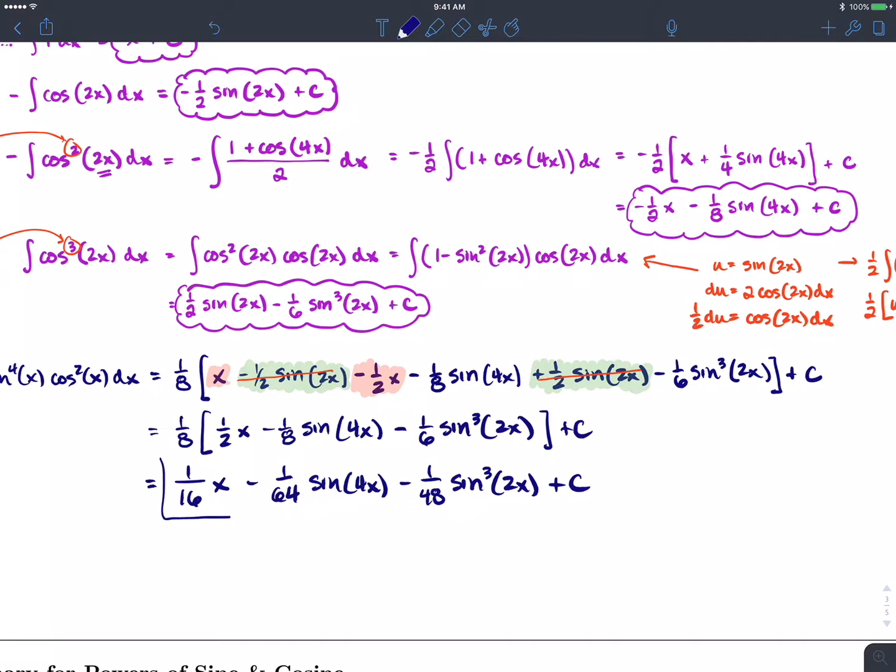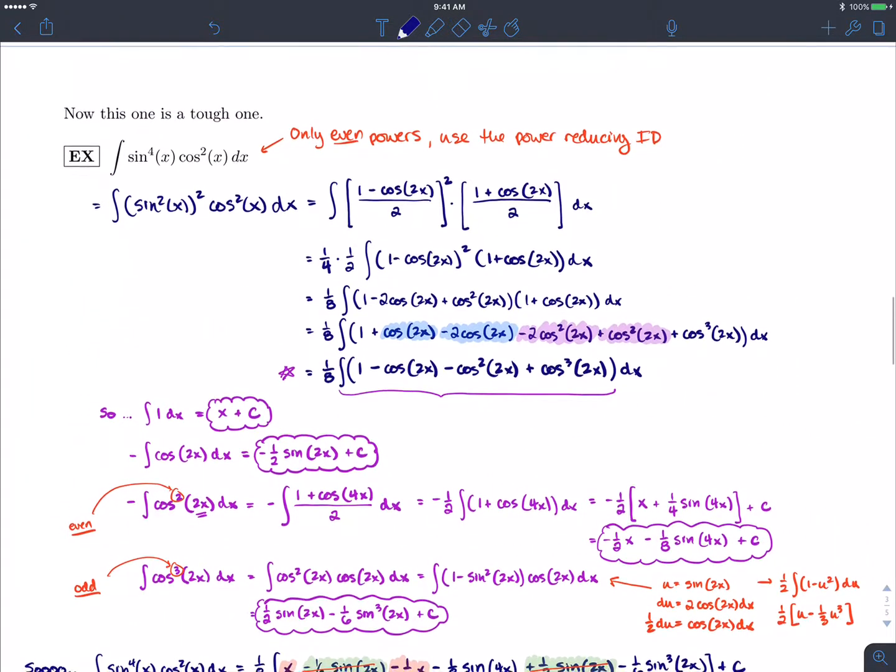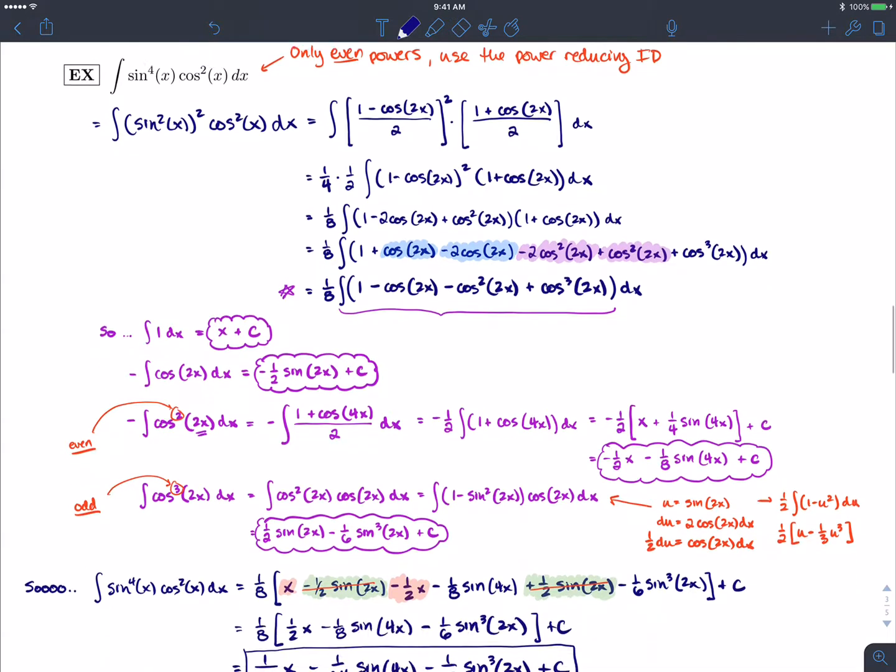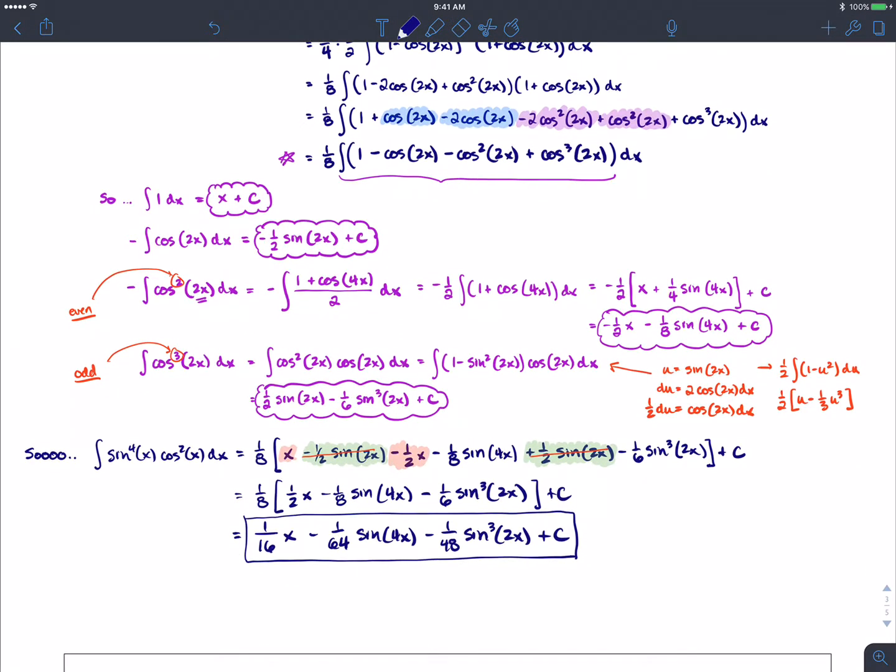So I warned you, this was a bear, and it was just a lot of different facets to this particular problem. We started off with even powers using the power reducing identities. Then we got tossed an even and an odd in the process, along with u substitution. It was a lot. So if you can see your way through understanding our steps in this one, I think you're in pretty good shape.